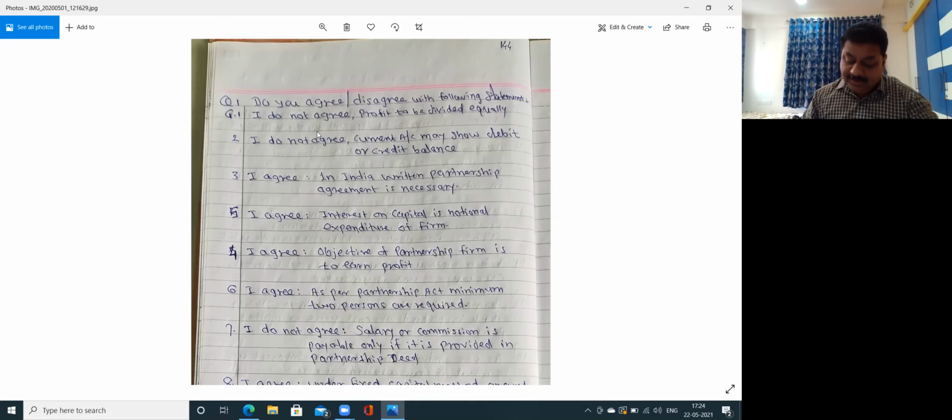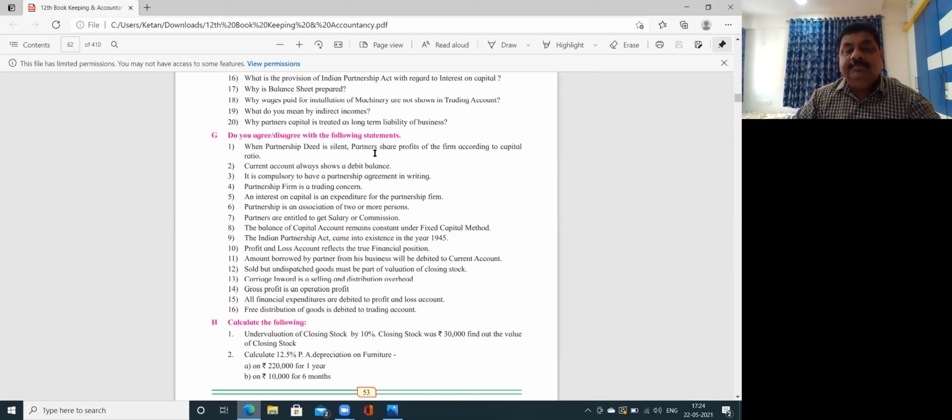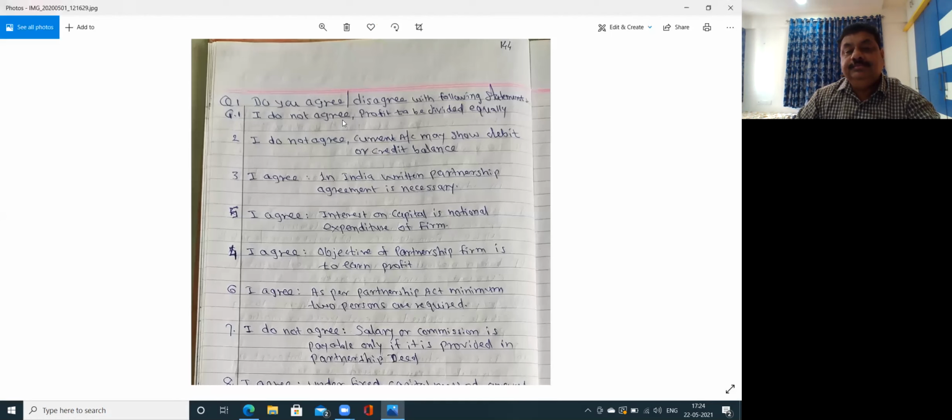So we can save time on that. और लेने में कोई परेशानी नहीं है. So question number 1, when partnership deed is silent, partners share profits of the firm according to capital ratio. So you are supposed to write I do not agree. You need not to write this. ये आपको लिखना नहीं है. Profit, okay, to be divided equally. This is for you. ये आपके लिए दिया है मैंने. To understand, why you do not agree.